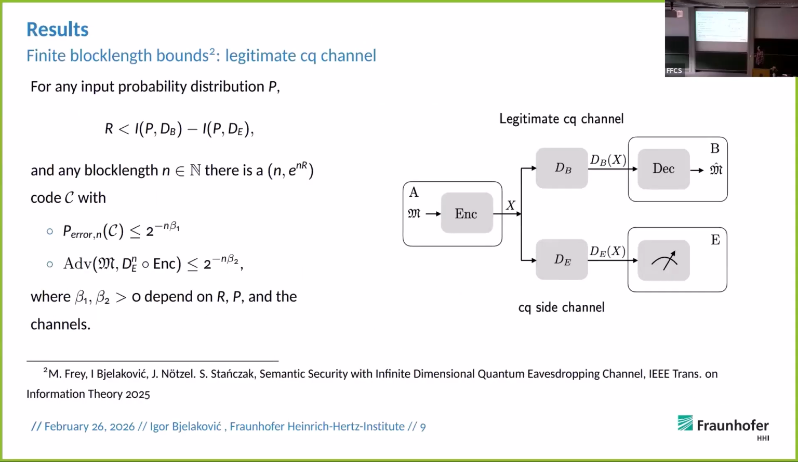Now the results are not surprising. That's the usual wiretap stuff: you get some rate bounds of this shape, you get the average error exponentially small, and you get the advantage exponentially small. Actually, we have some sort of finite block length result, which looks nasty. I cannot put it on the slide, so that's the civilized version of the result.